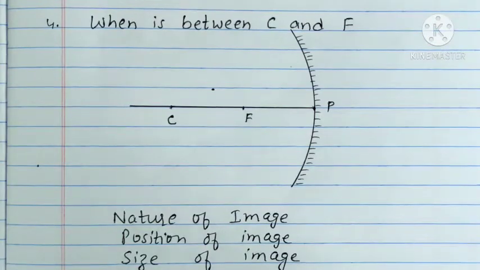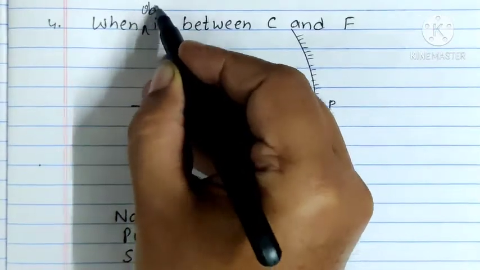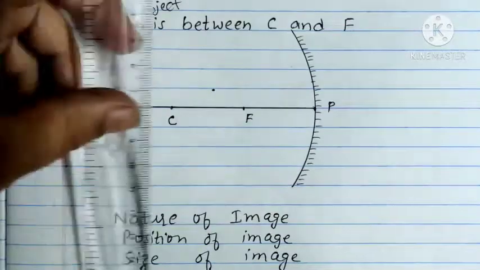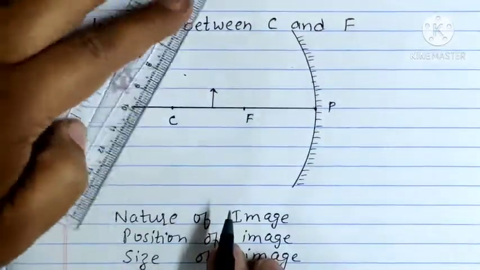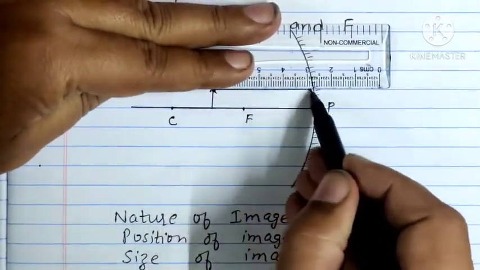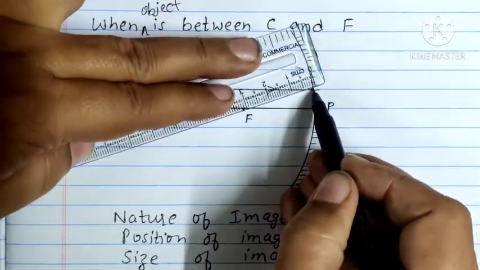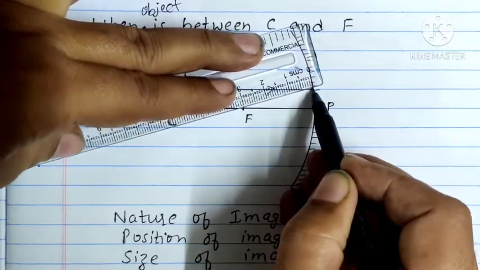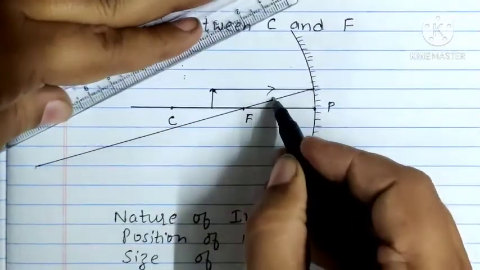Now let us take the fourth case, when the object is between the center of curvature and focus. Now here I am making an object. This is an object and this is a ray which is parallel to the principal axis. As we know, after reflection it will pass through the focus. So I am passing it through the focus. This is a ray that after reflection passes through the focus.